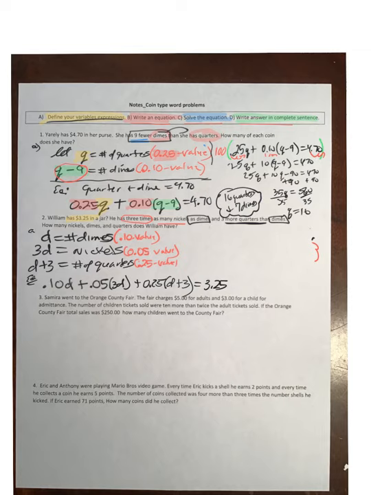So part A was to define your variables. So this is part A, defining your variables. Part B was to write an equation. And then part C was to solve that equation.